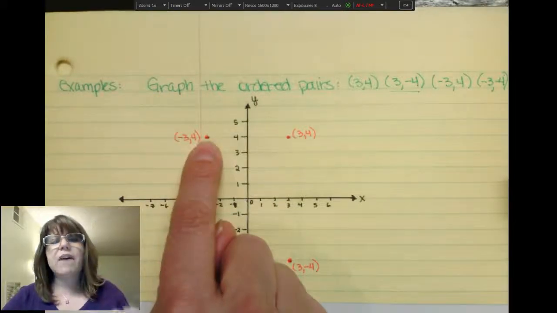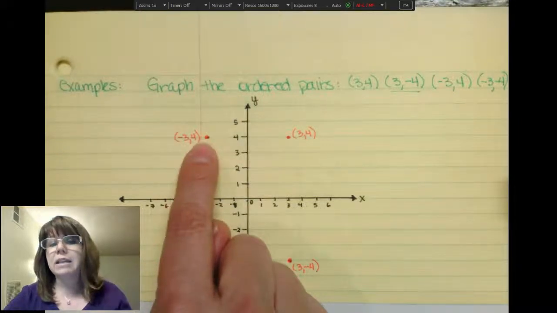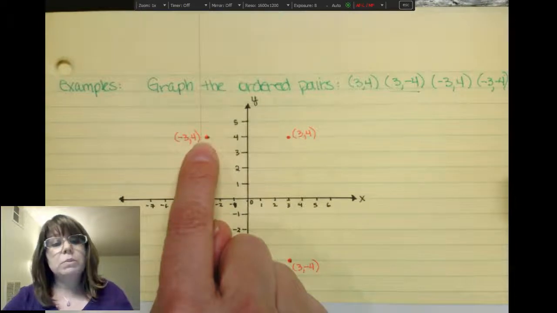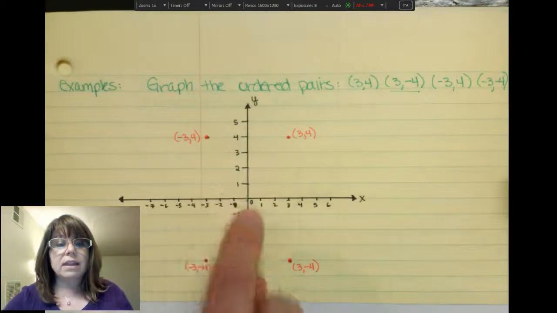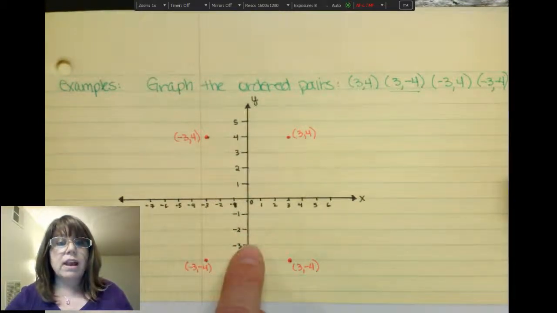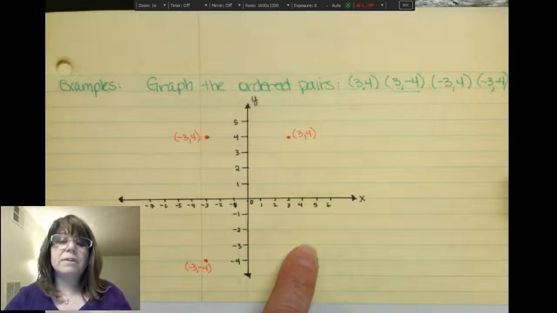Now you can see, if I didn't read that number exactly as an x value and a y value, then my point would be different. If that -3 was the y, -3 is way down here. And if my 4 was the x, I would be over here at the 4. So you want to definitely make sure that the x value comes first, the y value comes last.